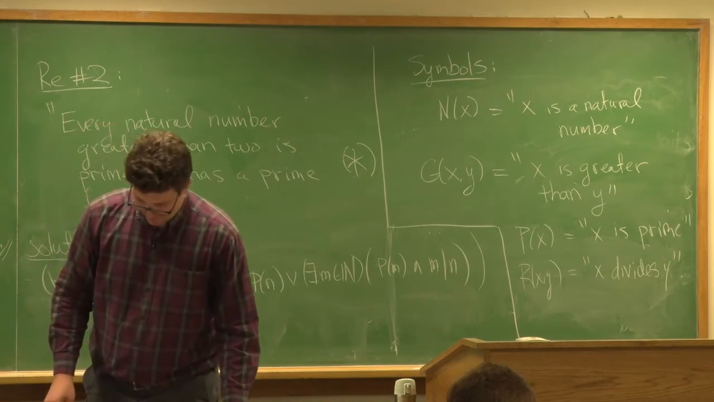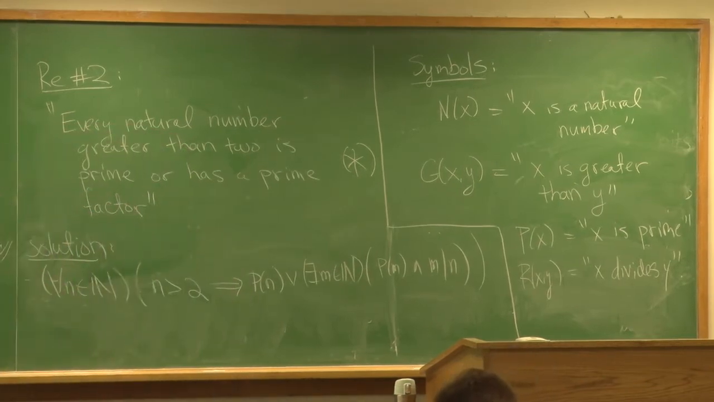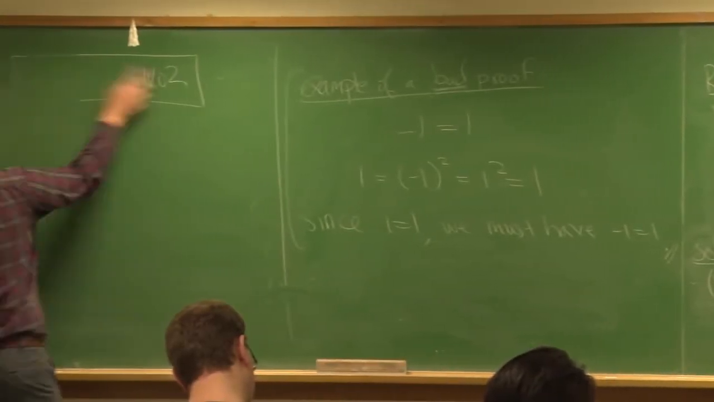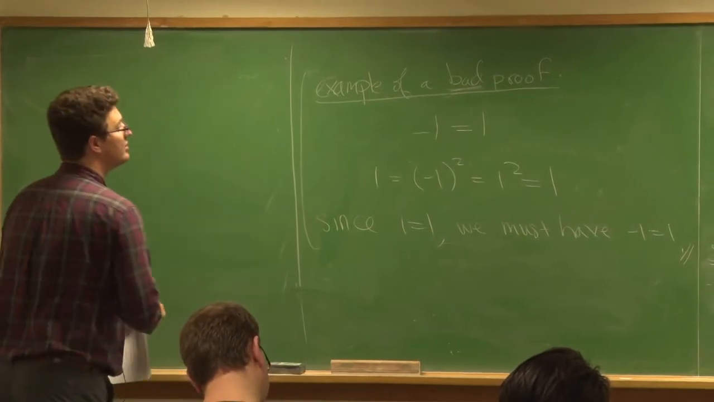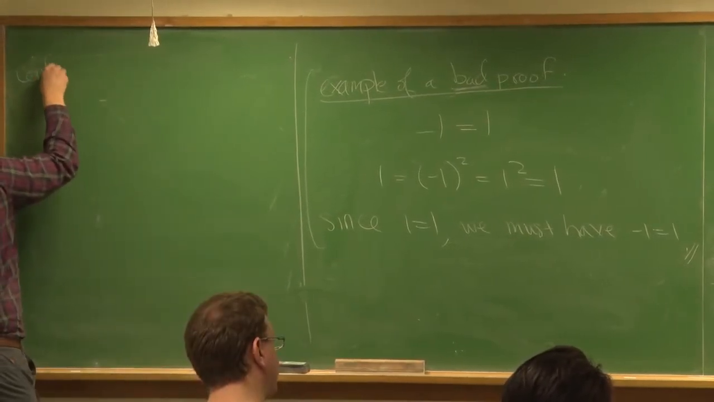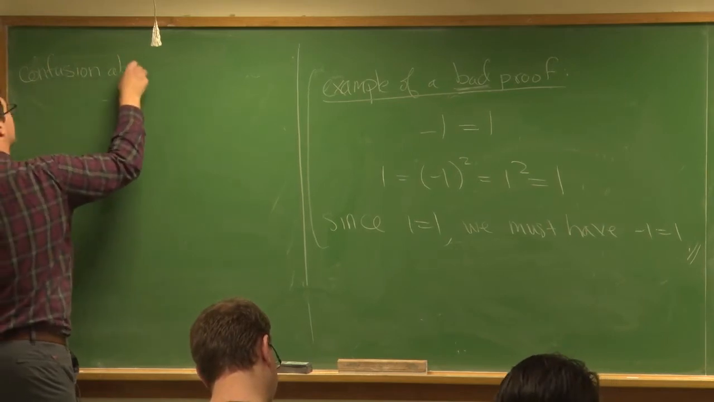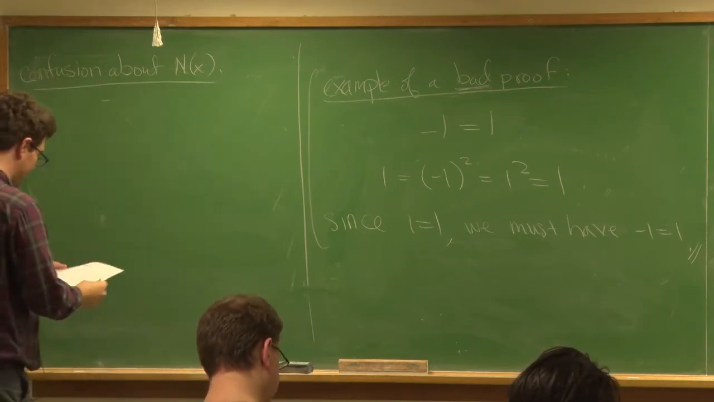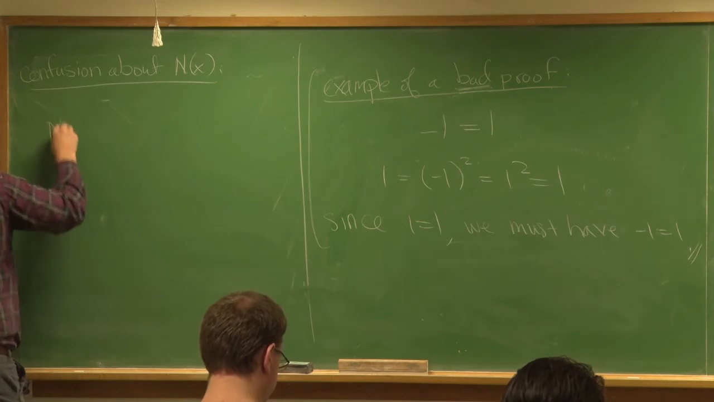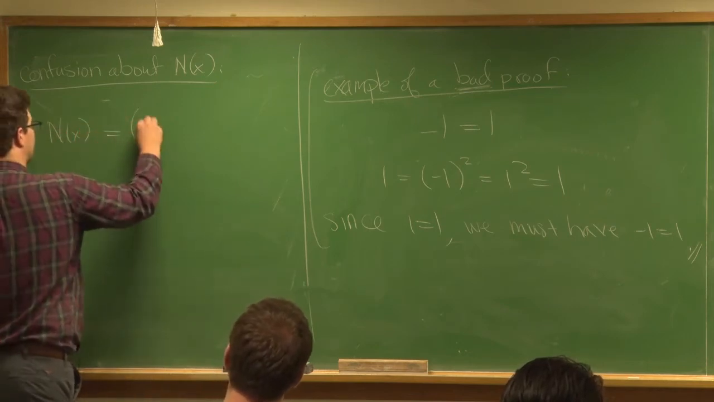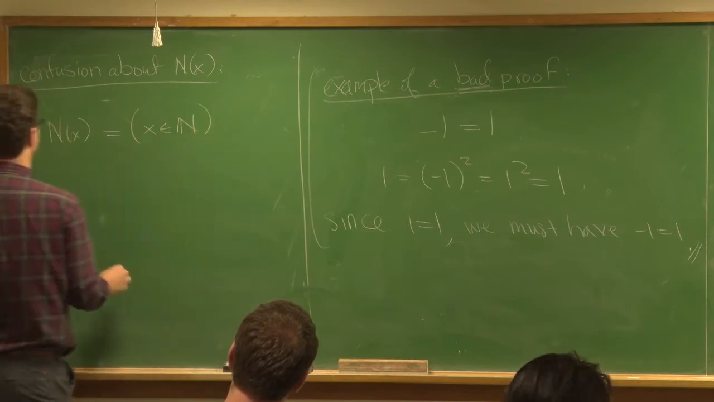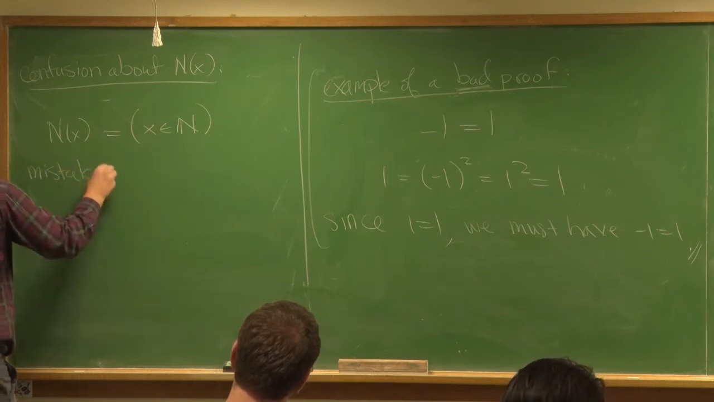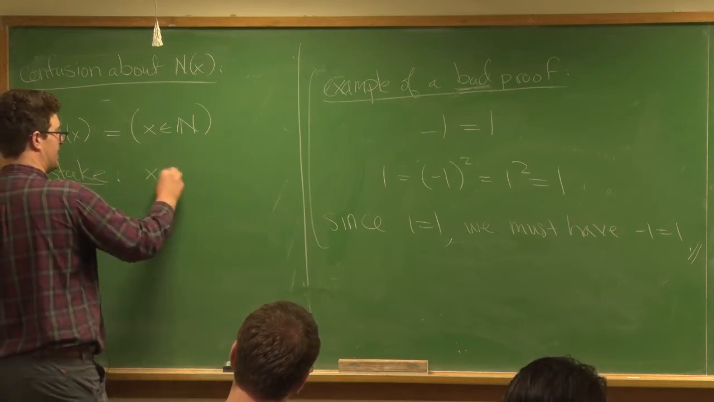Okay, so here, there was some confusion about the symbol n of x. Okay, so n of x is really the same thing as x is an element of n, right? And so some people wrote, so there's a mistake. A common mistake was that people wrote things like x was an element of n of x.